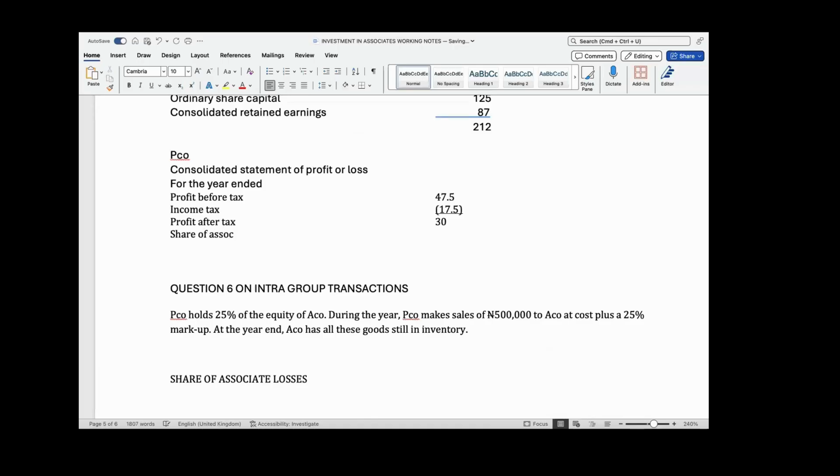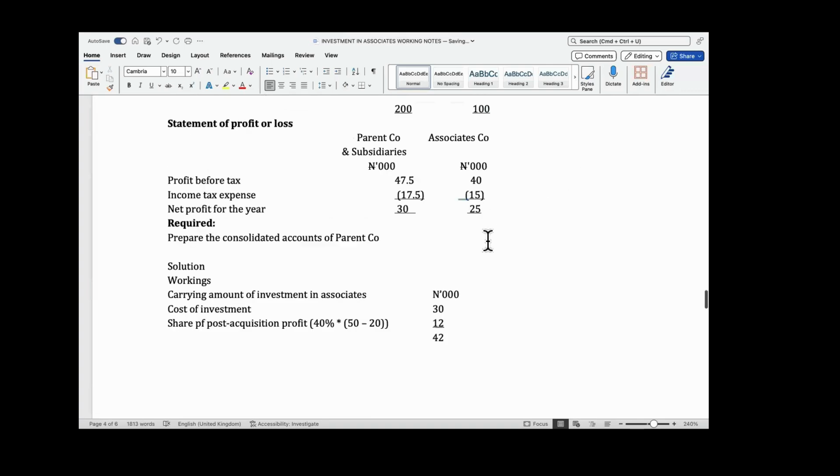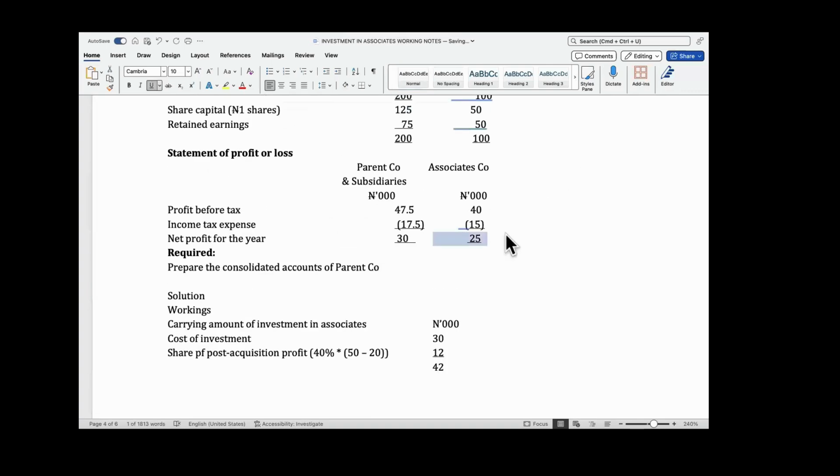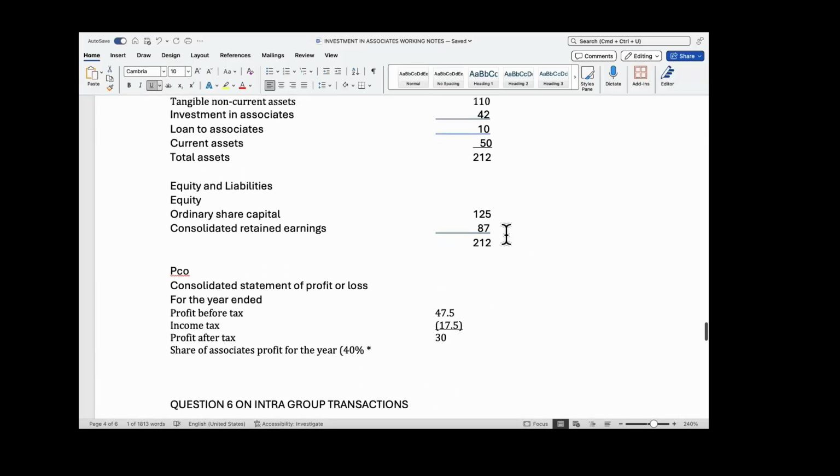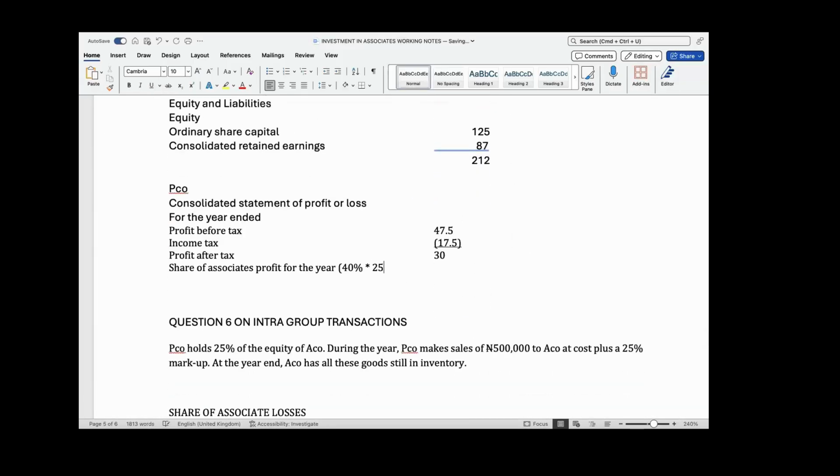And we'll get share of associate profit for the year, which is 40% times the profit for the year of associates, which is 25. So we multiply this by 25. What does that give us? 10. So our profit for the year is now 40.